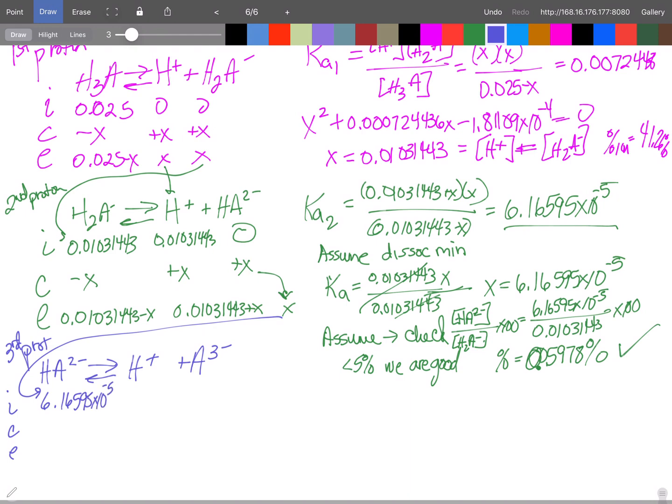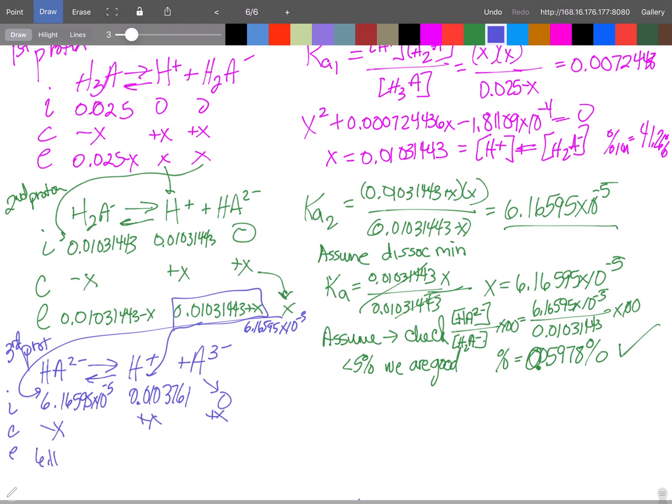Now, my H plus is actually going to be this value here, which is 0.0103141 plus 6.16595 times 10 to the minus fifth. So what that actually gives us, when you add it together, is 0.0103761. So it's slightly higher than what it was before because we have to have added it in, and this is our 0. So we're going to lose x, gain x, and gain x.